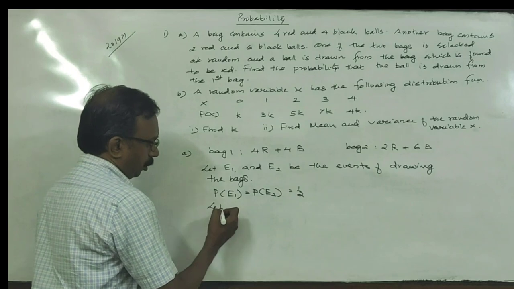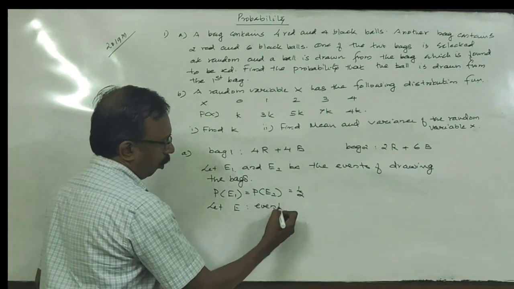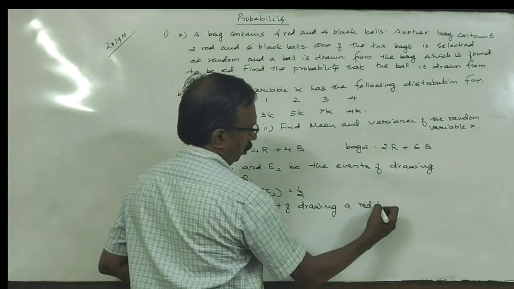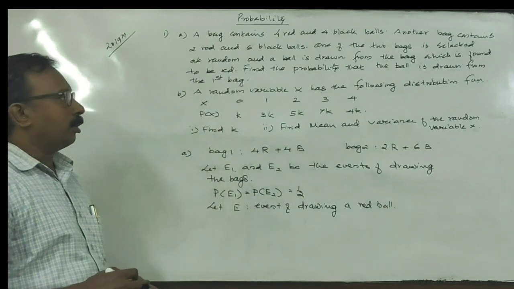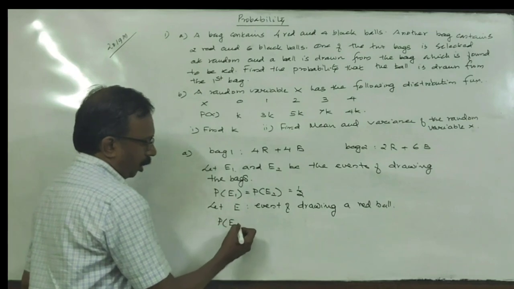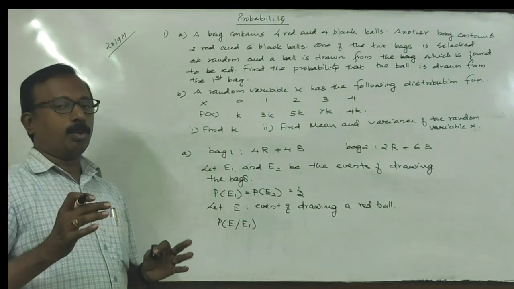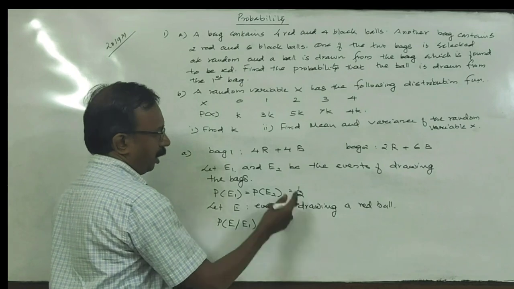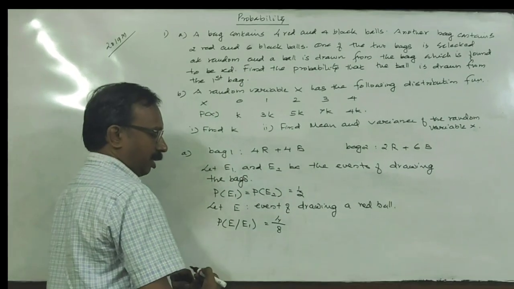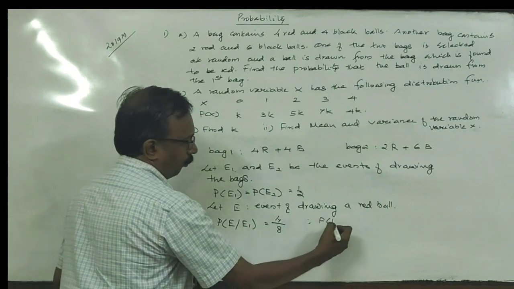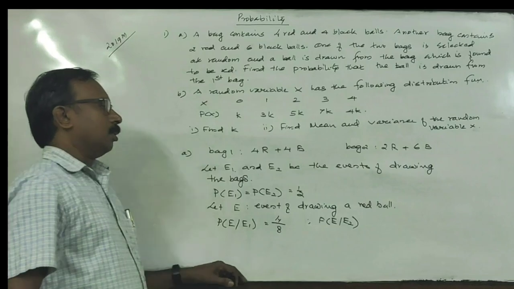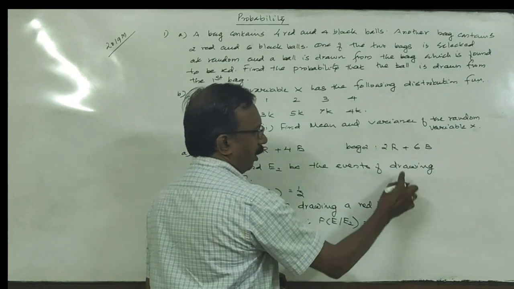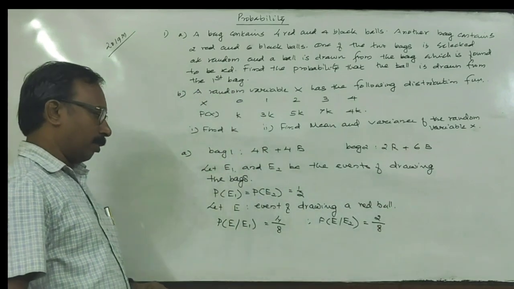Now let E be the event of drawing a red ball. Therefore, probability of E given E1, drawing a red ball from the first bag: in the first bag there are 4 red, so 4 divided by the total number of balls, which is 8. And P of E given E2, probability of a red ball from the second bag: in the second bag there are 2 reds, divided by 8. Isn't it? These are the probabilities.